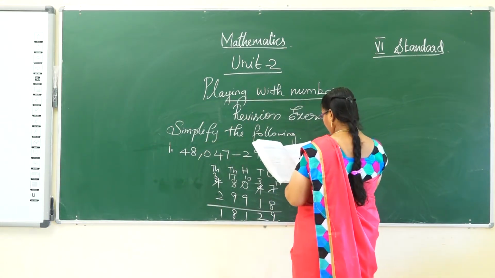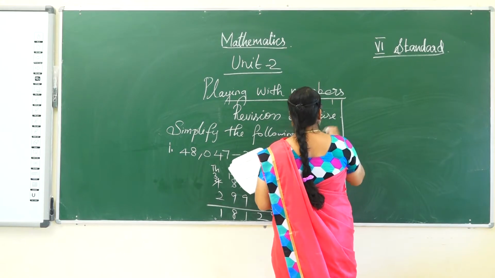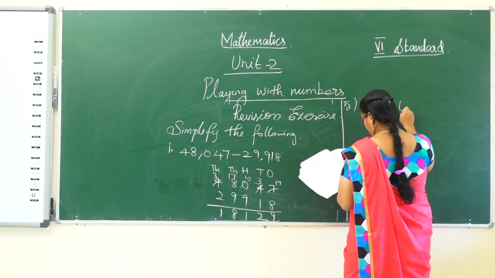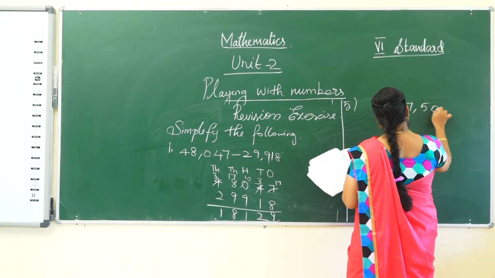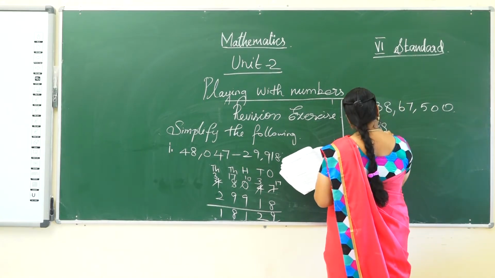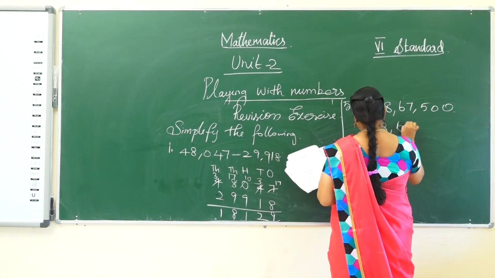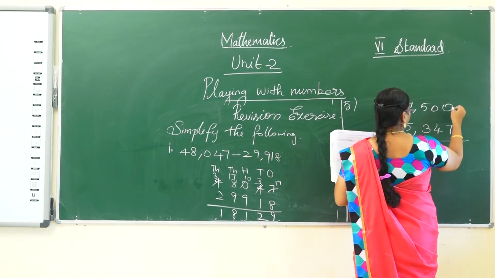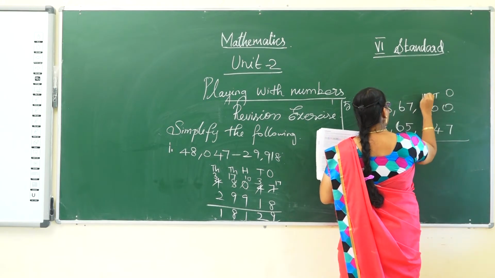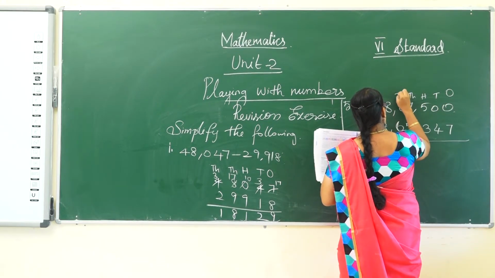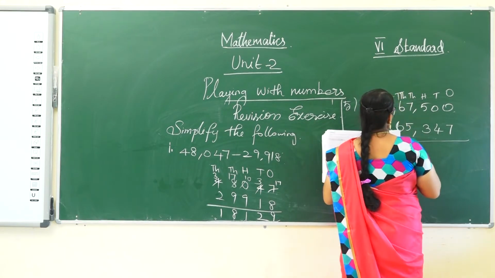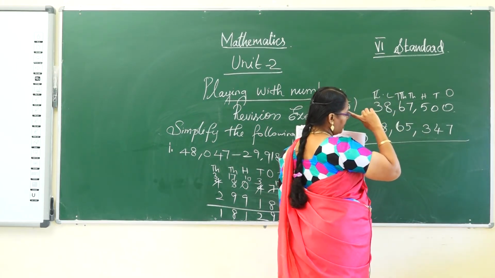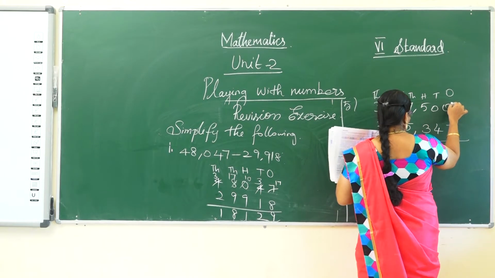Next, the third and fourth problems are homework. Now see the fifth problem: 38 lakh 67,500 minus 38 lakh 65,347. Write ones, tens, hundreds, thousands, ten thousands, lakh, ten lakh. Cannot subtract from here.